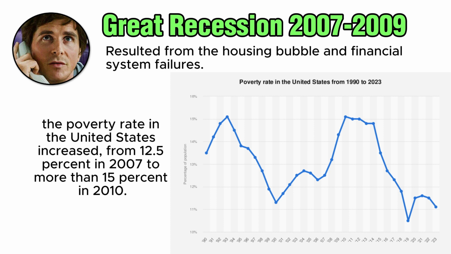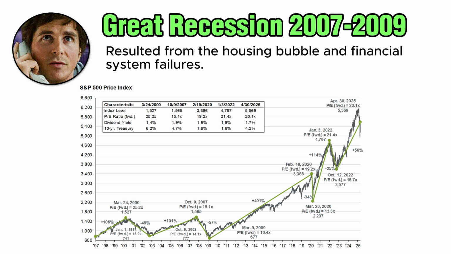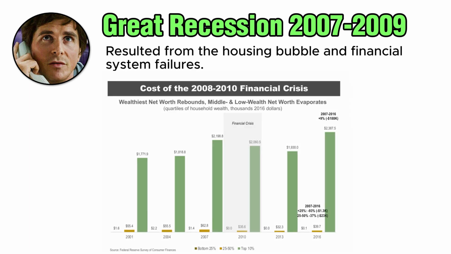The poverty rate in the United States increased from 12.5% in 2007 to more than 15% in 2010. Much wealth was lost as U.S. stock prices, represented by the S&P 500, fell by 57% between 2007 and 2009. Altogether, between late 2007 and early 2009, American households lost an estimated $17 trillion in net worth. 1/4 of households lost at least 75% of their net worth, and more than half lost at least 25%.